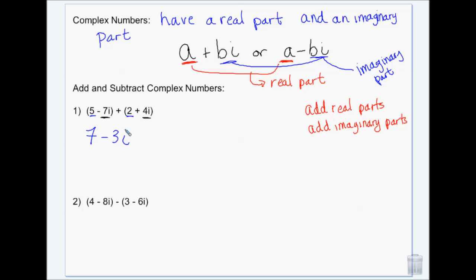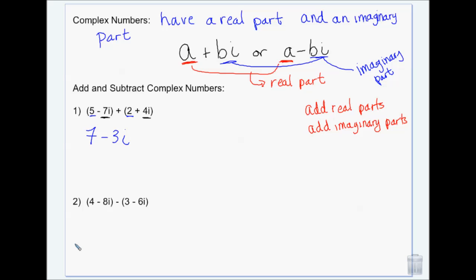So it's kind of the same thing as if you were adding and subtracting with x's and y's and other variables. They act the same way. The only difference is if you square an i, it doesn't just stay i squared, it turns into negative 1.